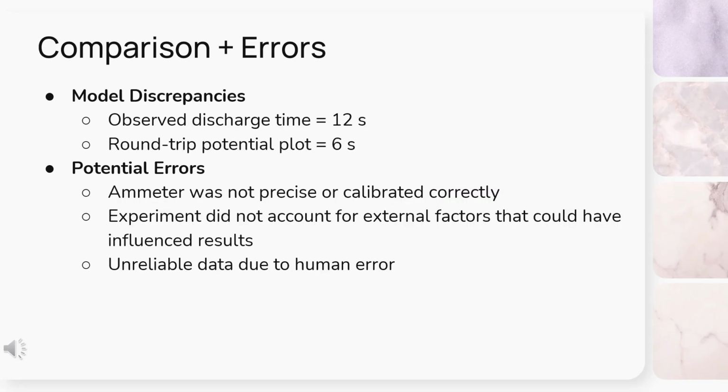Okay, now for comparison and errors. So the model discrepancies are the observed discharge time and the round trip potential plot, and potential errors are that the ammeter was not precise or calibrated correctly. The experiment also did not account for external factors, and those could have influenced results. And there's also maybe unreliable data due to human error.